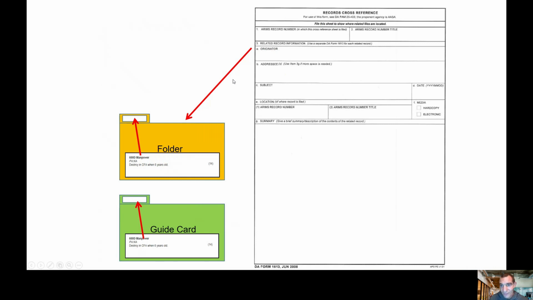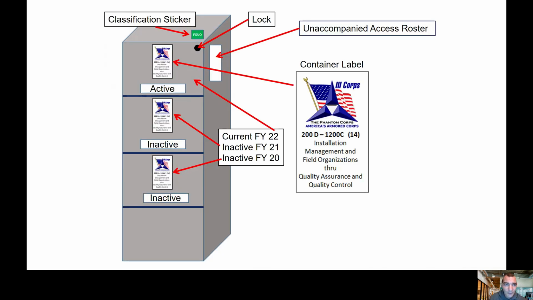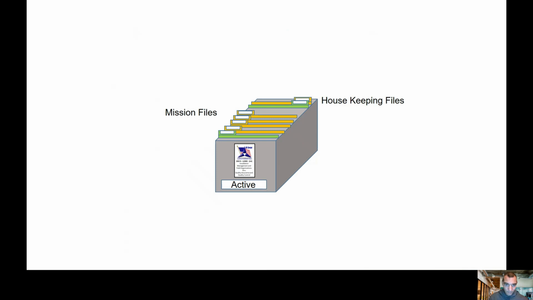So here's the cross reference I was talking about, which was DA Form 1613. If you keep your folders, such as your publications, somewhere else, on a desktop or somewhere, you're going to use this form here to tell where that record is located. And this is just an example of the filing cabinet: active, inactive, what's in the files, your FOUO, your unaccompanied access, your oral, and so forth, right? So that's just an example of how we look.